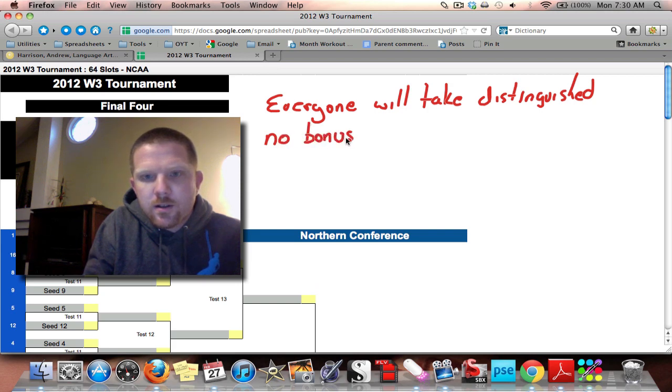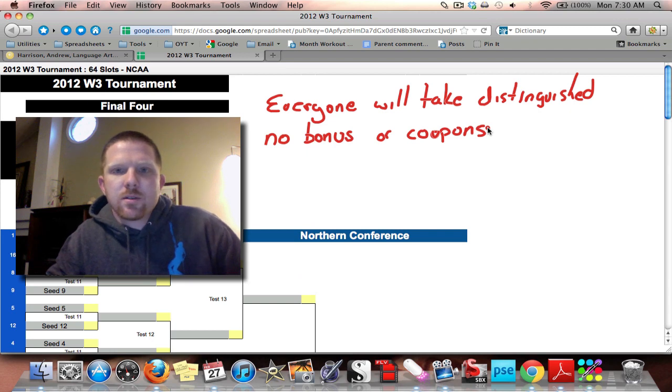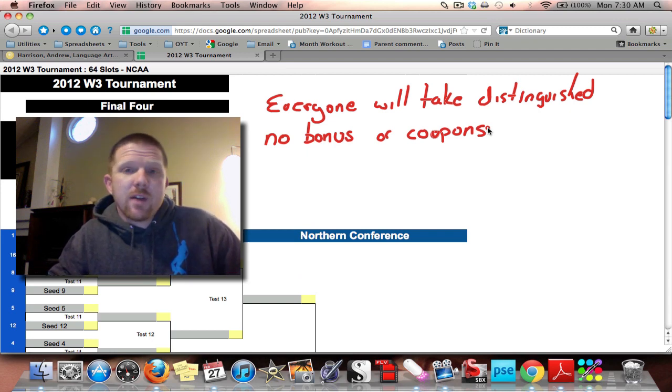Also, during the tournament, no bonus or coupons. That's a U. No bonus or coupons can be used during the tournament. Now, if you've absolutely bombed the test and it's worth it for you to use a coupon to help save your grade, then you're going to have to withdraw from the tournament to use that coupon.